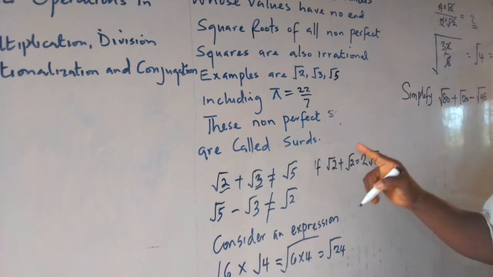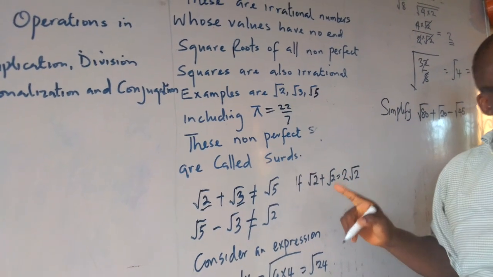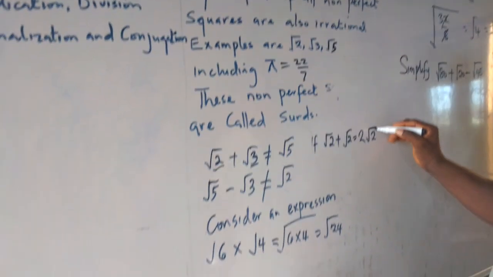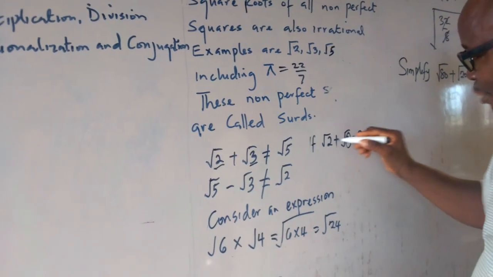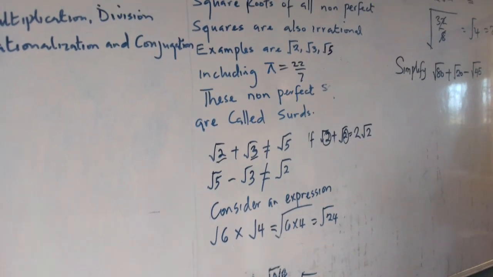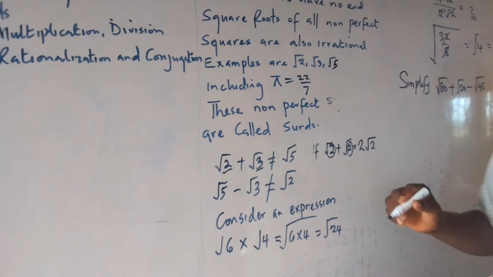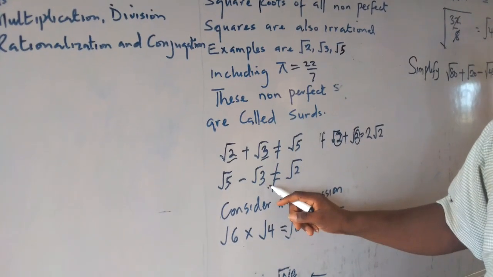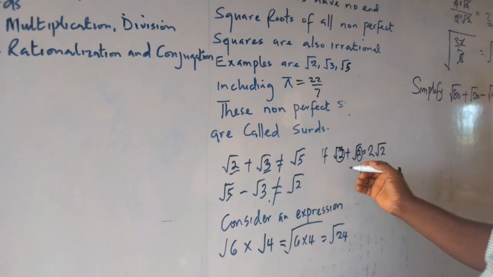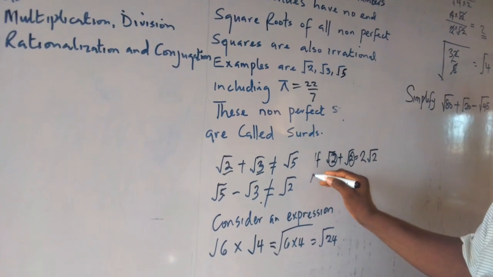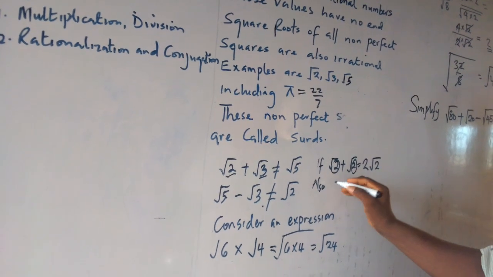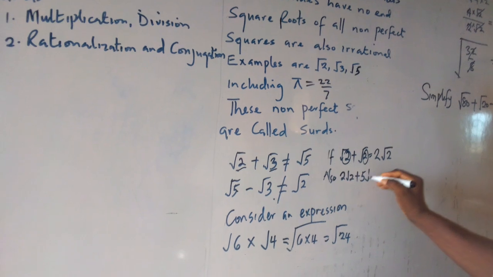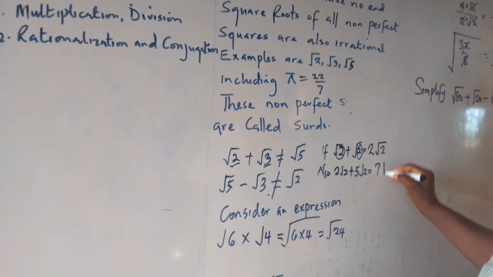That means this is 1 square root of 2 plus another 1 square root of 2. It can give me 2 root 2. Why? Because these values here inside the root are the same. Do you get it now? But it will be wrong if the values inside the root are different. So what it means is that I can also say that 2 root 2 plus 5 root 2 is equal to 7 root 2.